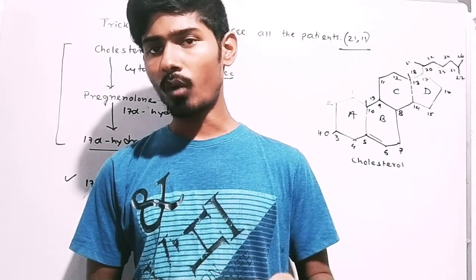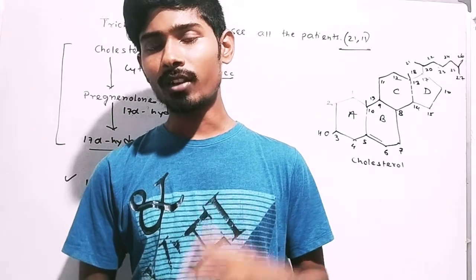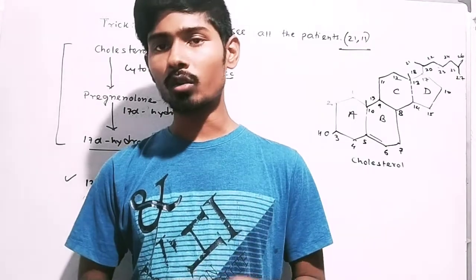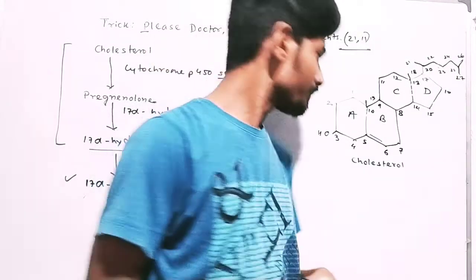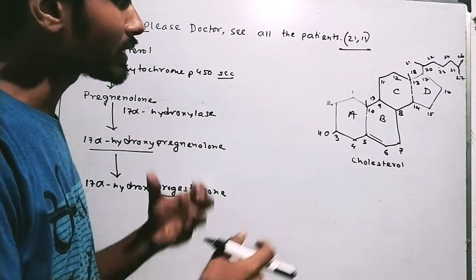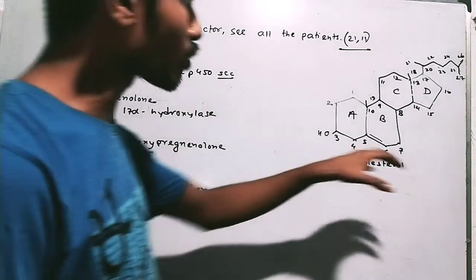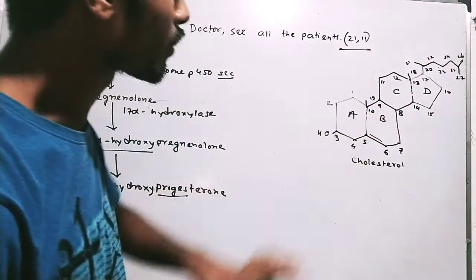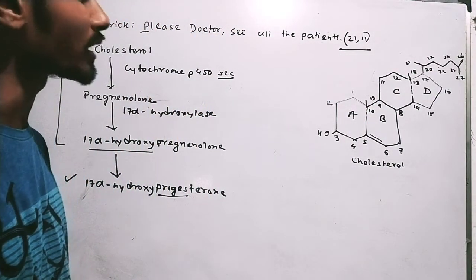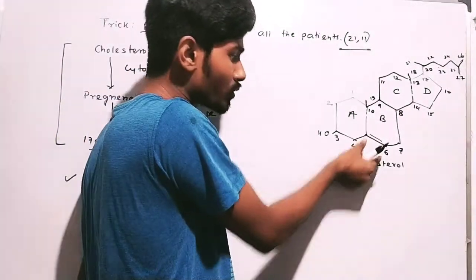Now we'll talk about the synthesis pathway in a very detailed way. First of all, let us see how the mother molecule looks, as I showed you in the first lecture. This is cholesterol, the mother compound from which we can derive any type of steroid hormone. It is a 27 carbon compound with a steroid nucleus, also called the cyclopentanoperhydrophenanthrene ring.